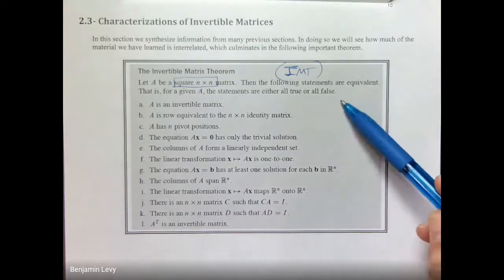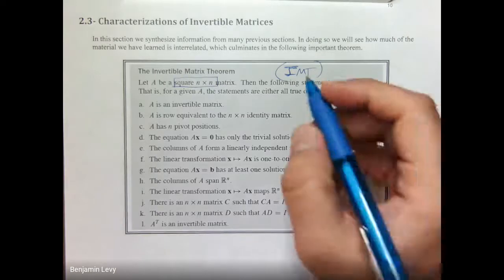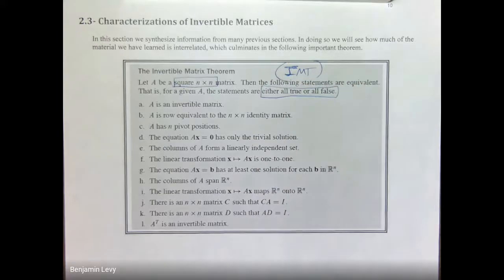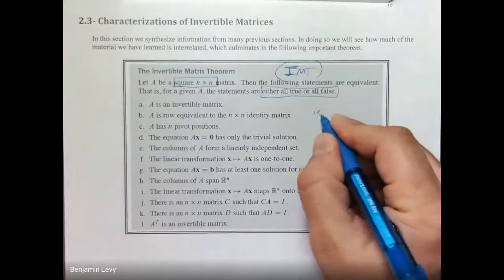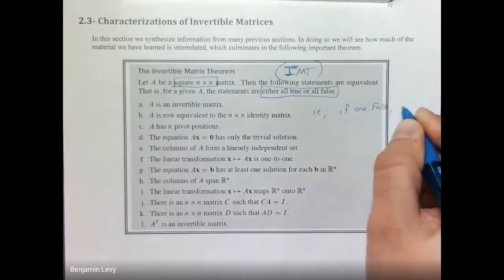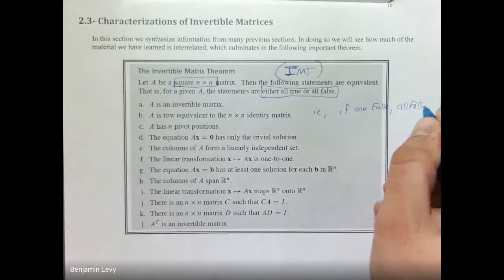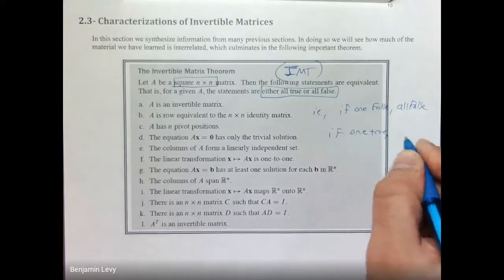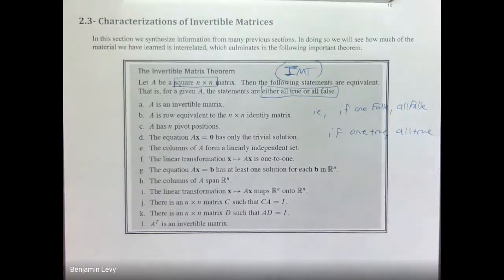And what it says here is all these things are equivalent. In other words, they're either all true or they're all false. And so when you know one of them's true, you know they're all true. And if you know one of them's false, you know they're all false. That's what it means to say they're equivalent. And it's a very powerful theorem because if you know one of these things, you know lots of other things about a matrix. That's the general idea.